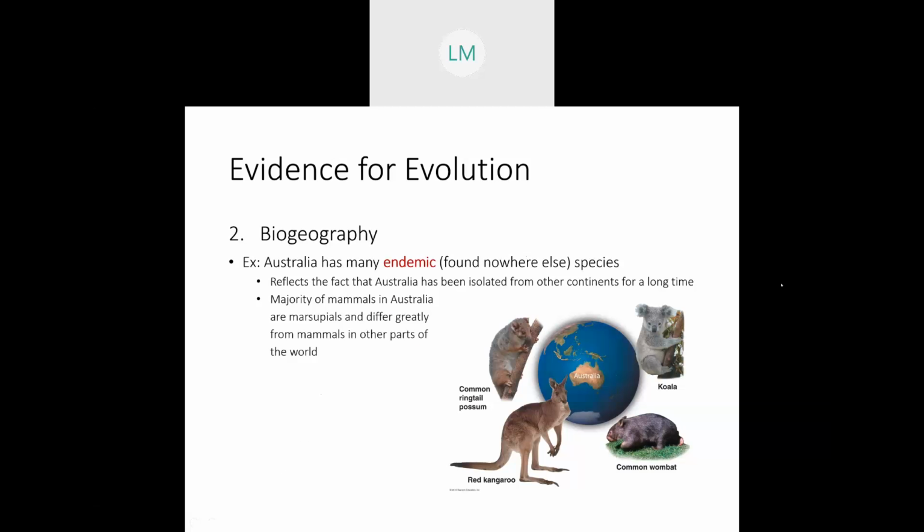Australia has been isolated from other continents for a really long time. Because of that, it has a lot of organisms that are found in Australia and not found anywhere else. When we talk about a species that's found in one area and not found anywhere else, it's referred to as endemic. So Australia has many endemic species. We can think of the marsupials that Australia has. Other places do have marsupials, but they don't have the marsupials that Australia has, right? They don't have koalas or kangaroos or wombats.